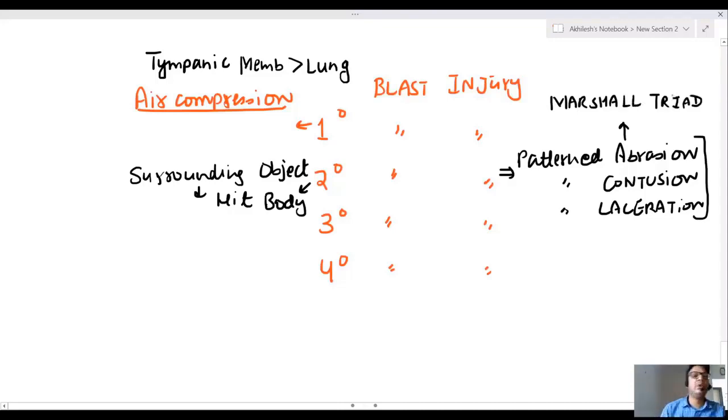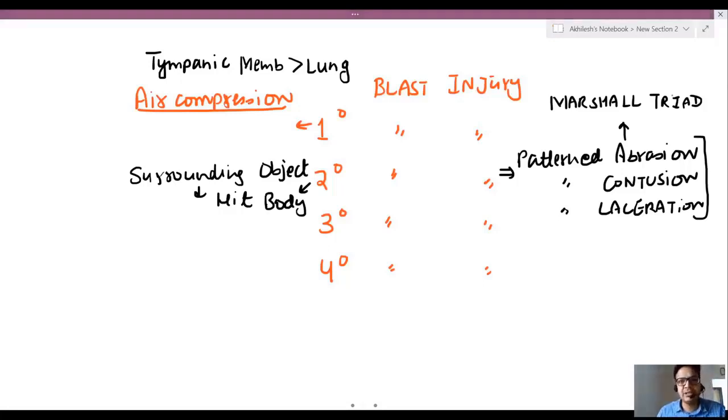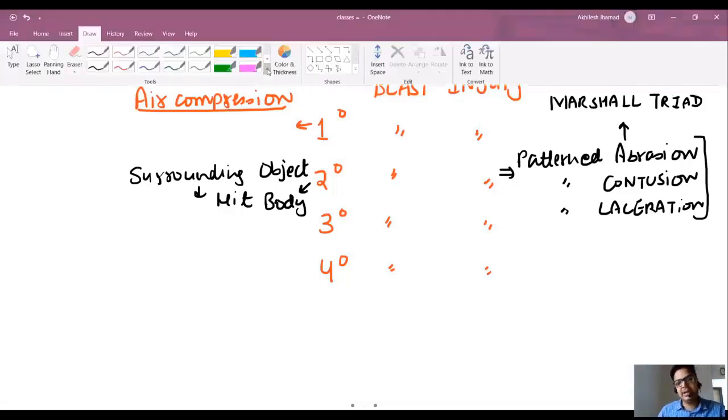So objects surrounding you hitting your body, there will be pattern abrasion, pattern contusion, and pattern laceration. This will produce a triad. This is known as Marshall's triad.